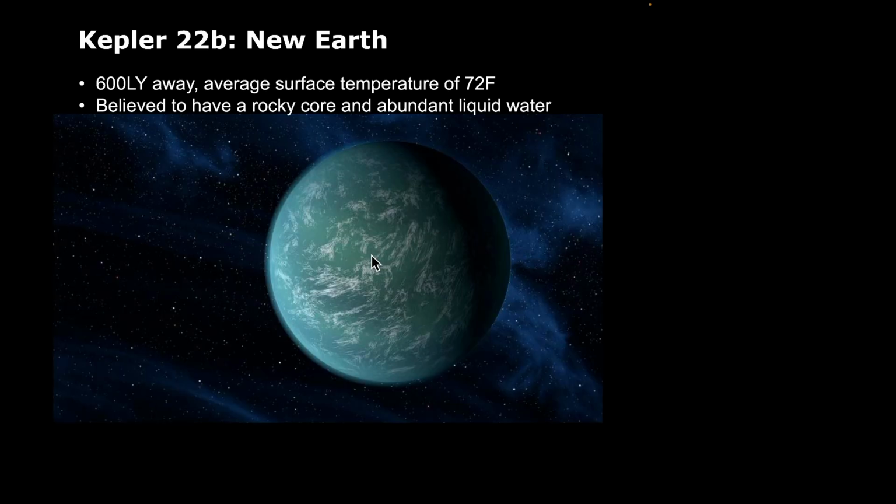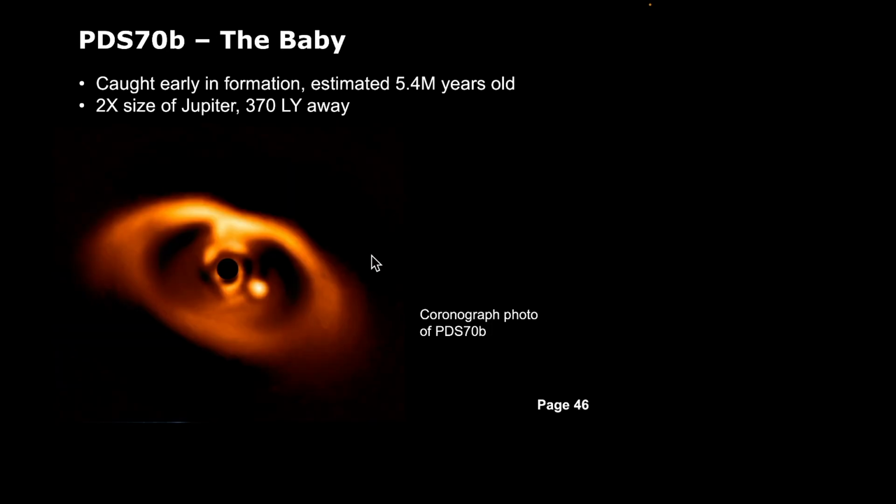Kepler 22b is sometimes called New Earth. It's 600 light-years away, sitting in the Goldilocks zone of its star, with an average surface temperature estimated to be 72 Fahrenheit. It's believed to have a rocky core and abundant liquid water. It's a super-Earth. This is one of the youngest exoplanets ever discovered, estimated to be just 5 million years old. It's about twice the size of Jupiter.